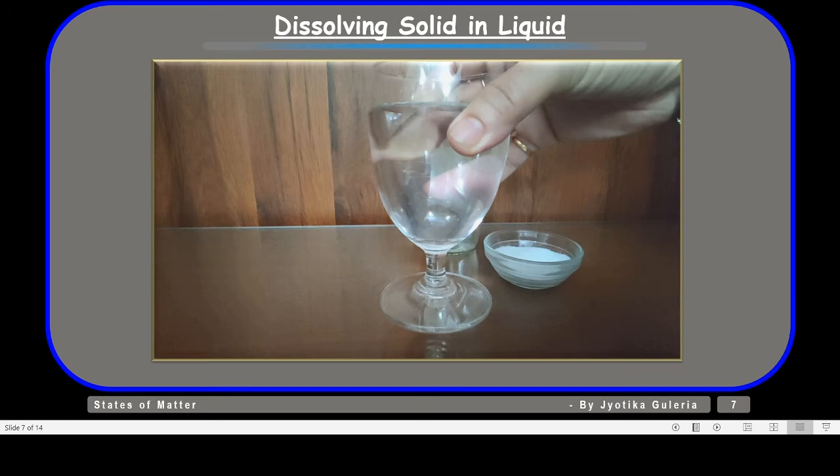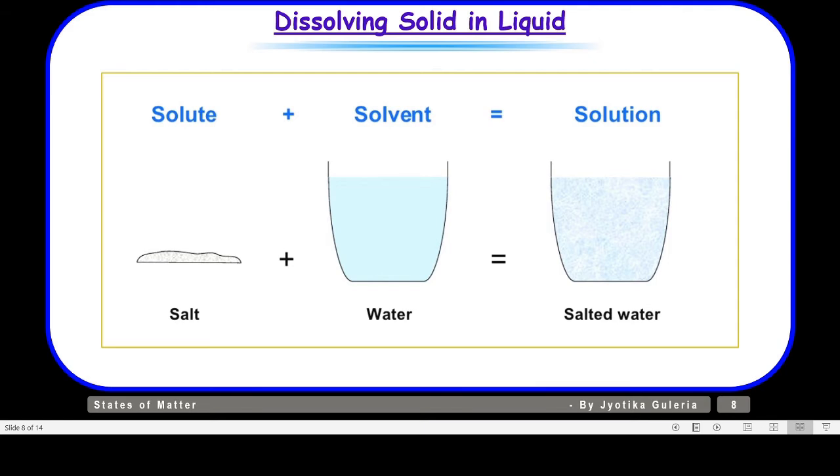So now let us see the diagrammatic representation of this demonstration. Here we have solute when dissolved in solvent gives solution. So in our example, the solute is salt, the solvent is water, and when salt dissolves in water completely, it gives salted water.